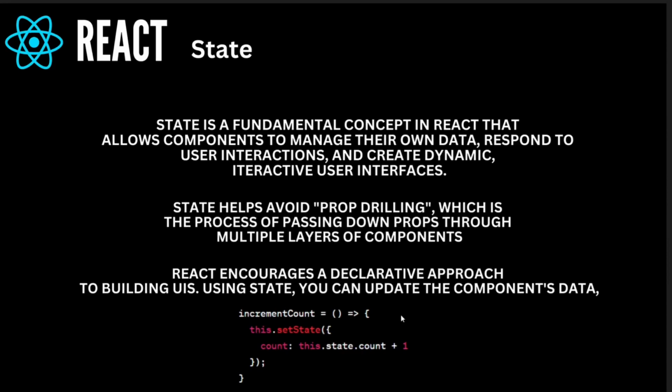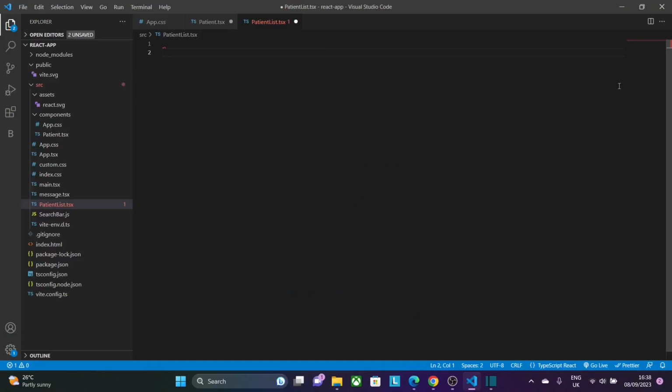Now we're going to give a particular example of how to use state in React. Just as we have seen before with creating a React prop, now we're going to create a React state, and look at the difference between the prop and the state. So here we're going to create a patient file, as we have seen before, using TSX. The first thing we're going to do is move to our components and move to our patient file.